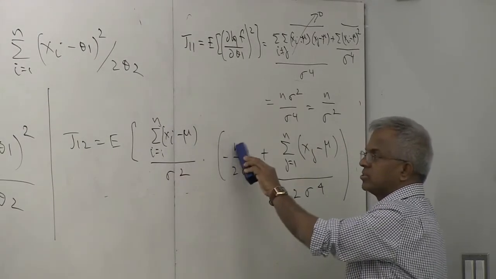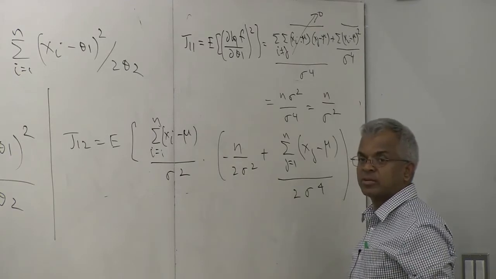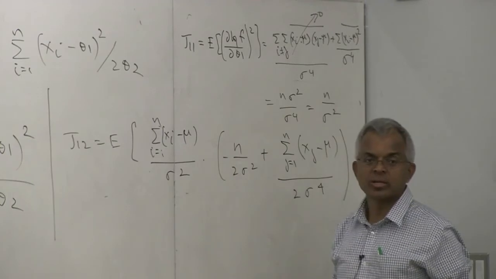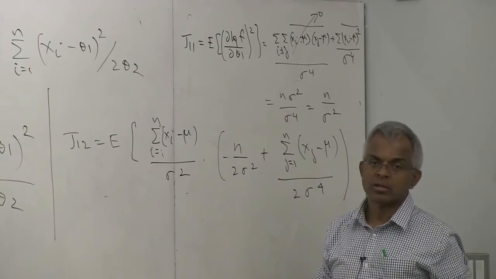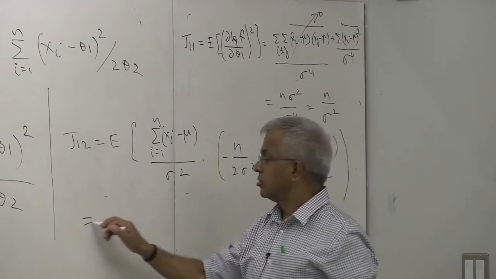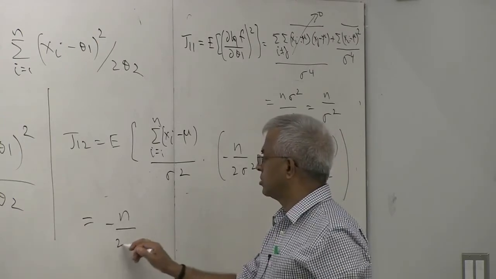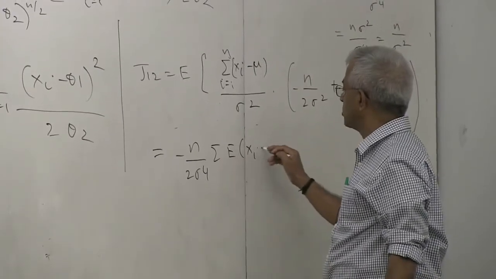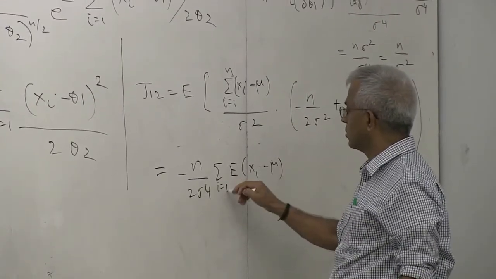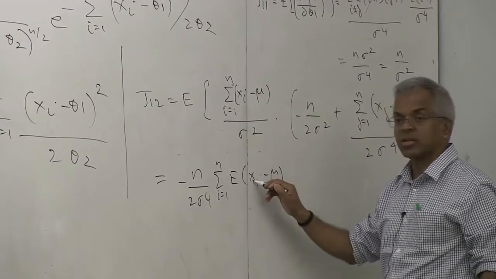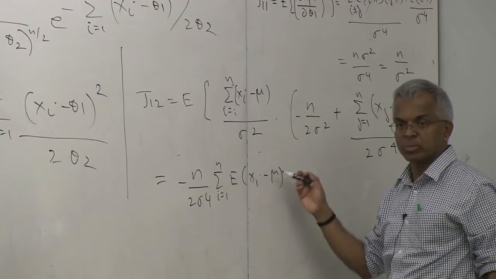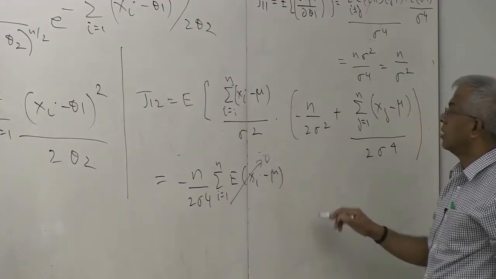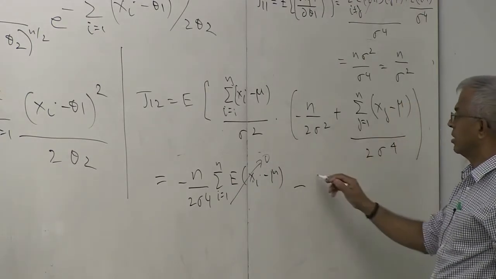If this is multiplied by a constant, when you take the expected value of the first term, it is minus n over 2 sigma 4 summation expected value of xi minus mu. What is it? Why so much thinking? The xi's have mean mu, so xi minus mu is 0. So the first term is gone. Look at the second term.